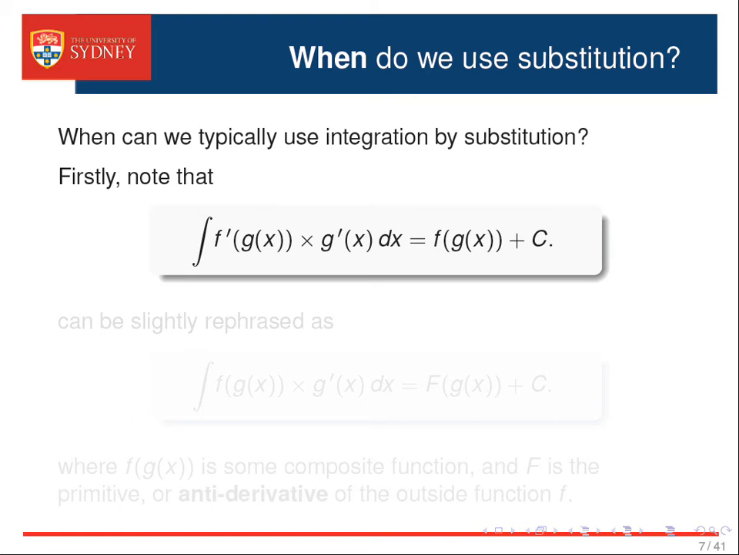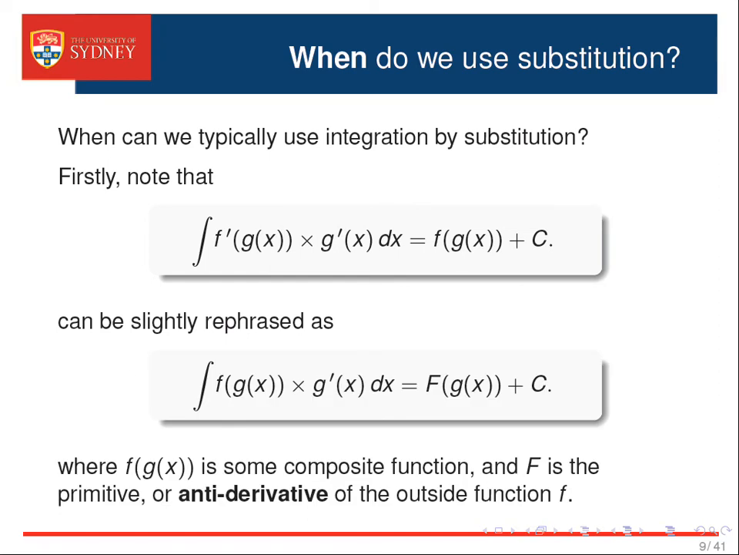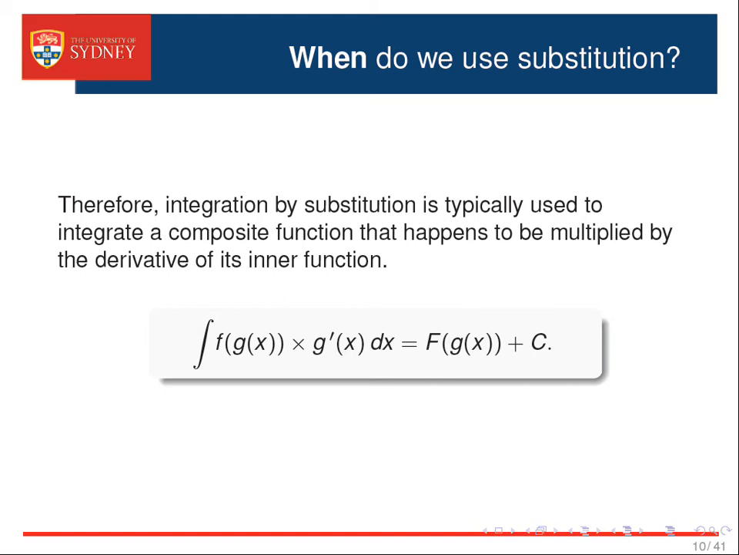So, what types of functions are amenable to the technique of integration by substitution? Firstly, note that the formula above can be slightly rephrased as the following, where f of g of x is some composite function, and capital F is the primitive or antiderivative of the outside function f. Therefore, it can be concluded that the method of integration by substitution is typically used to integrate any composite function that happens to be multiplied by the derivative of its inner function.